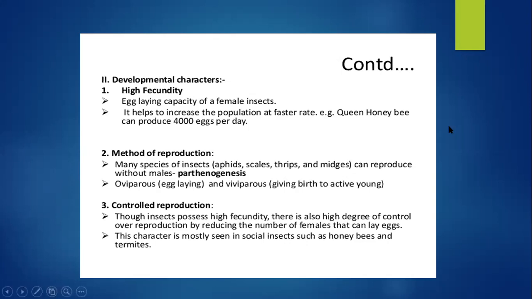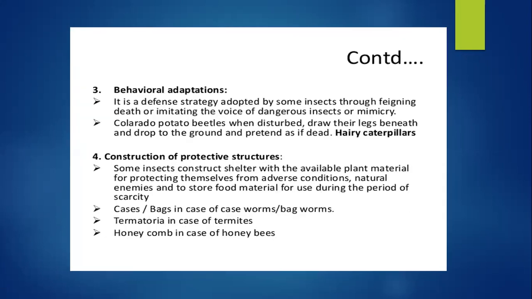So these are all the developmental characters: high fecundity, various different methods of reproduction, and controlled reproduction in different kinds of insects, which show the best example of the survival of the fittest and the survival of their dominance in this environment on the earth.